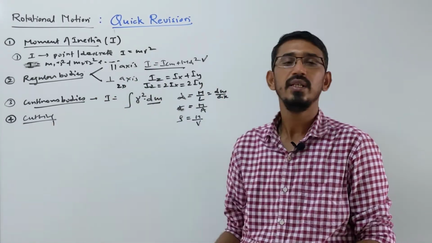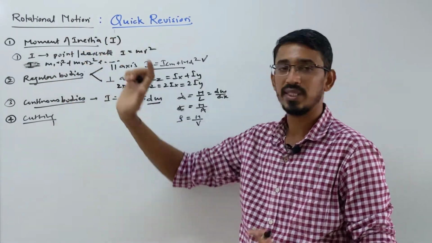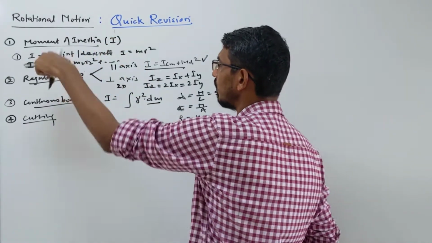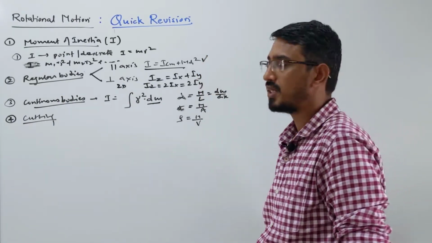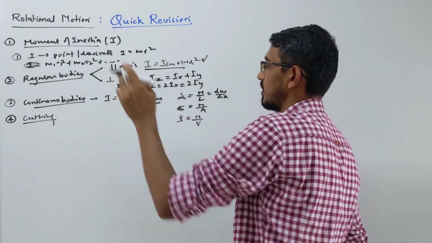Whatever object this is, you have to use either this formula or that formula, that's all, right? Okay. These are the 4 major types of equations we have based on moment of inertia, and combinations of these regular bodies they will ask you.